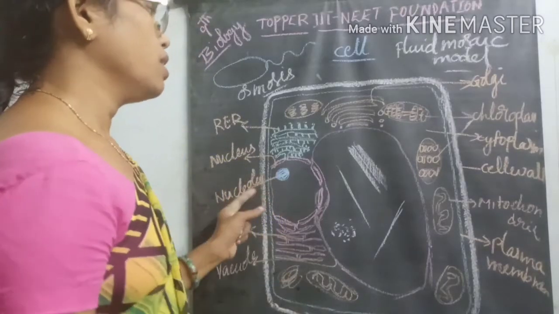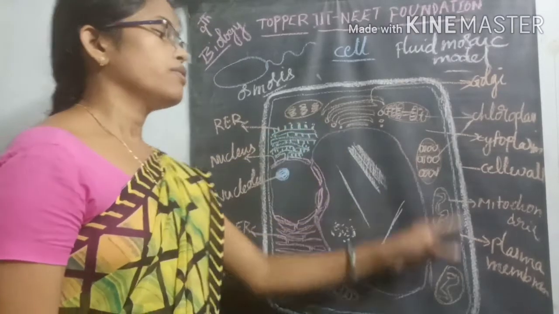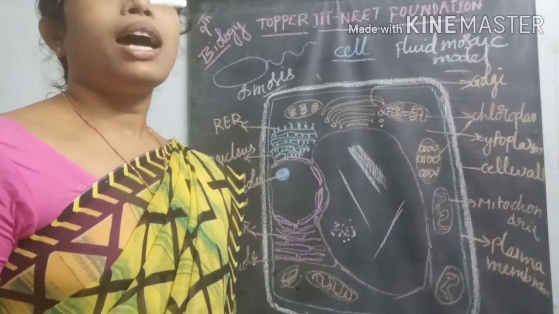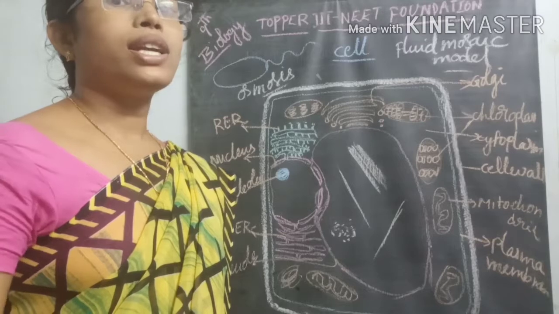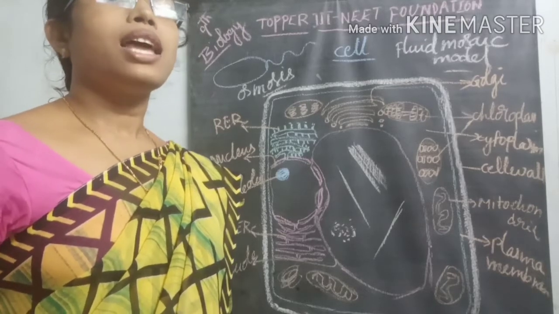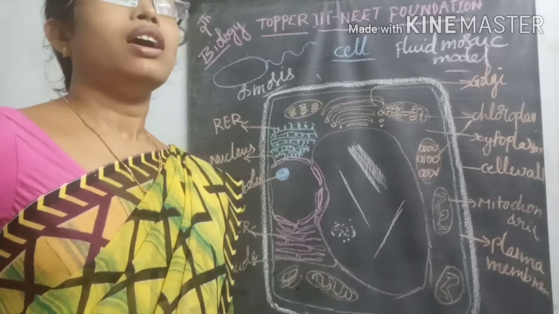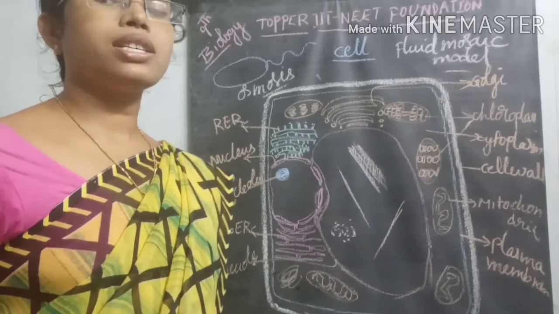Then coming to another important layer, which is present on the outside in plants: the cell wall. What is that outside layer? Cell wall. So what are the elements present in the cell wall? Now we are going to discuss that.